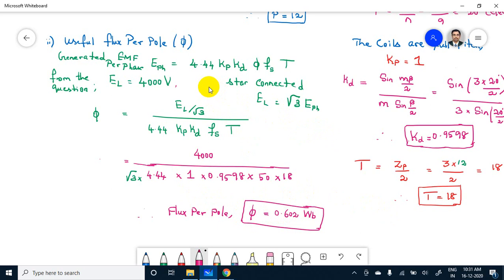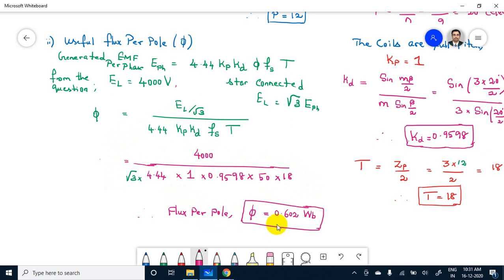During open circuit they have mentioned. As per our EMF equation, E phase is equal to 4.44. Since the machine is star connected, line voltage is equal to root 3 into V phase. Here I mentioned E; you can write the voltage symbol as V or E, both are acceptable. So I put E line by root 3. From this equation I substituted all the parameters, and therefore I got flux phi equal to 0.602 Weber. Any doubts?